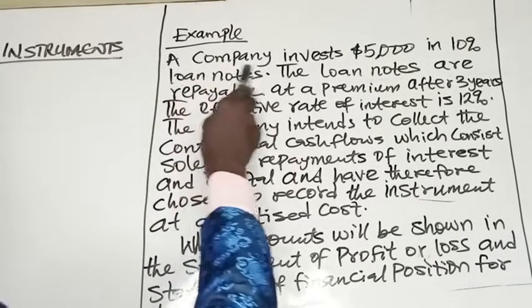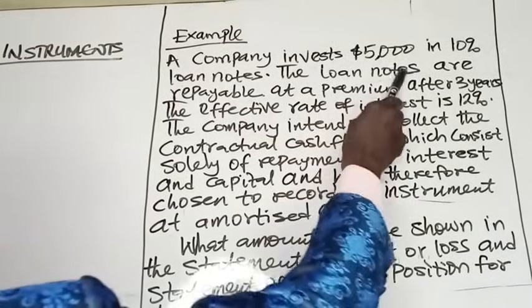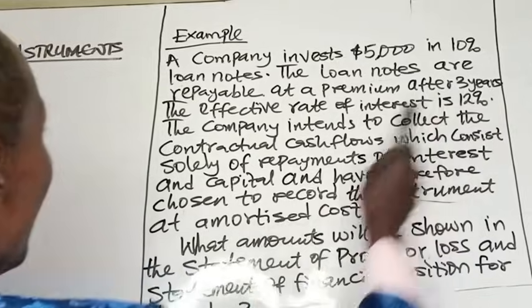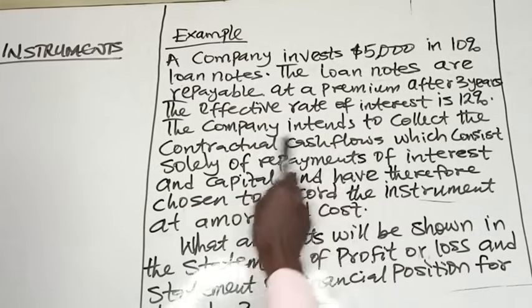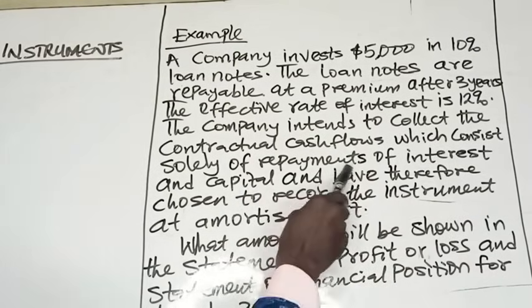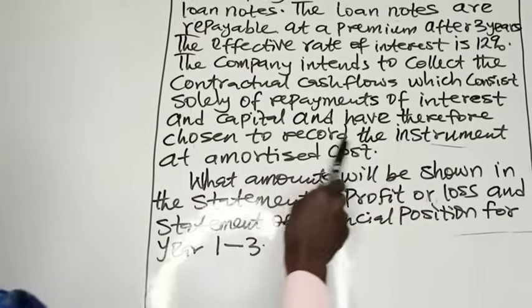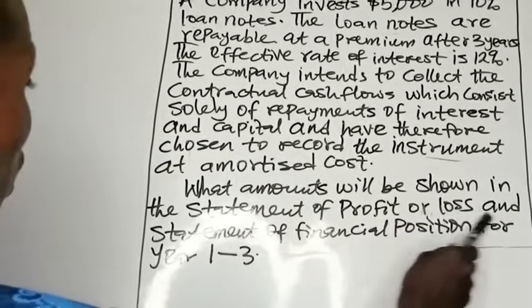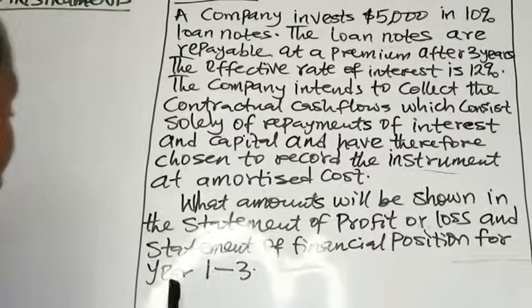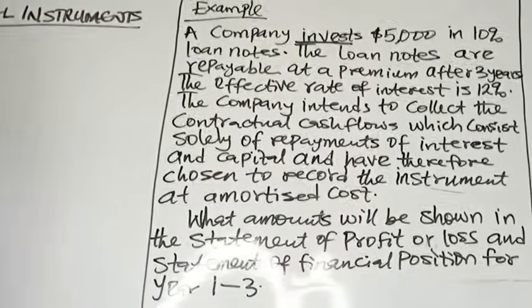Example: a company invests $5,000 in 10% loan notes. The loan notes are repayable at a premium after 3 years. The effective rate of interest is 12%. The company intends to collect the contractual cash flows, which consist solely of repayments of interest and capital. It has therefore chosen to record the instrument at amortized cost. What amount will be shown in the statement of profit or loss and statement of financial position for years 1 to 3? Now, the word invest here shows that this is a financial asset.